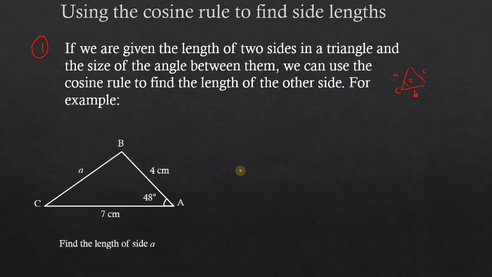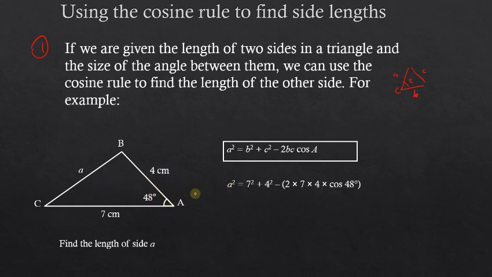To write this expression, we use the cosine rule, which states that a squared is equal to b squared plus c squared minus 2bc cos of the angle that's opposite to the side that we are looking for. When you write this expression, you get a squared is equal to this side squared plus this side squared minus 2 times this cos of 48. When you solve, you get a to be 5.25 centimeters, to 2 decimal places. You can do it at 3 decimal places also. So this is just the first case of using the cosine rule.